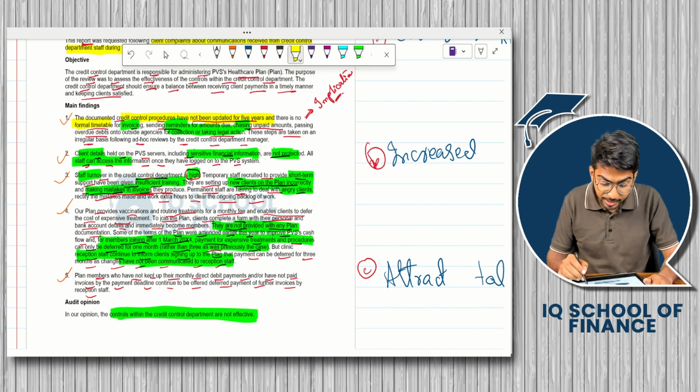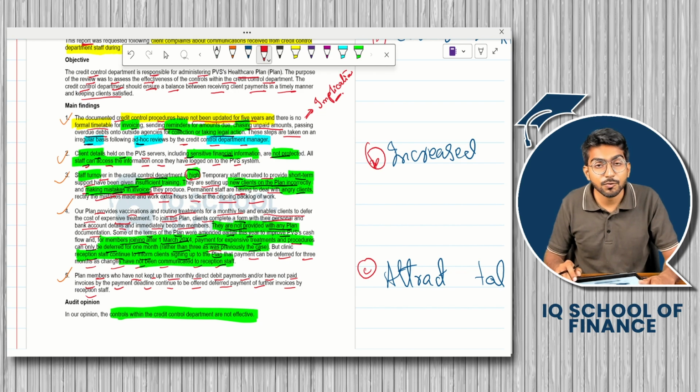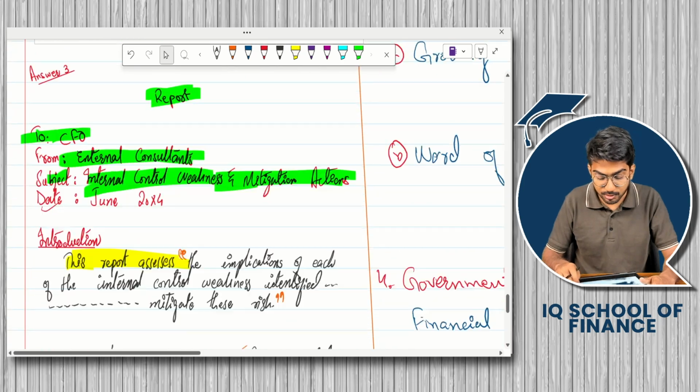And the other thing is that these steps are also reviewed on an irregular basis, following ad hoc reviews by the credit control department. So this will ultimately lead to losses, bad debts, delayed payments, working capital issues, and working capital cost to the company. So now let's draft this answer.